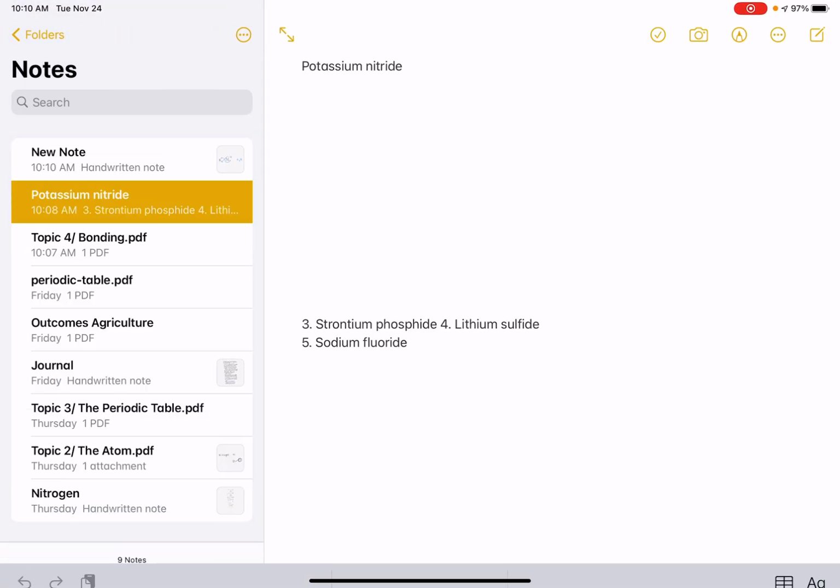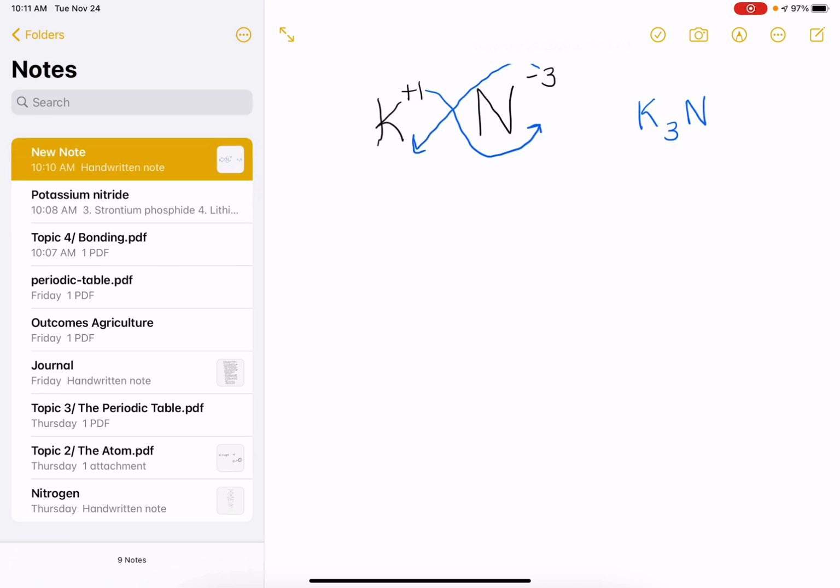So let's go back to here. The next one is strontium phosphide. So I'll write that right here. Strontium phosphide.